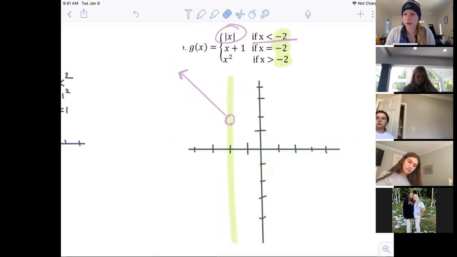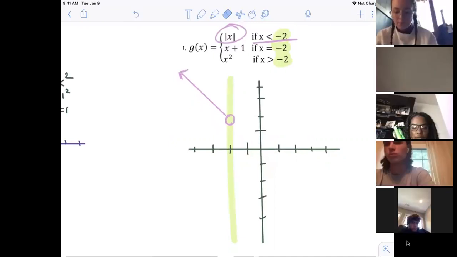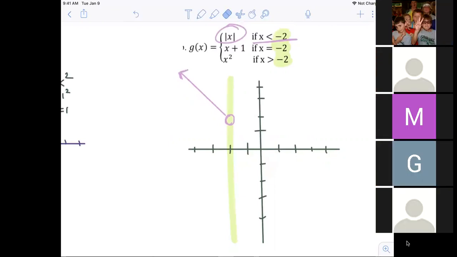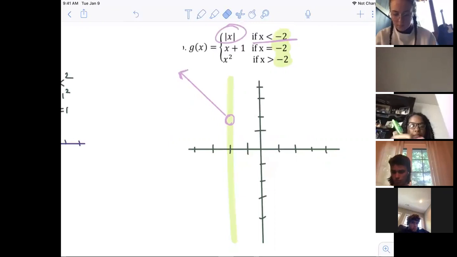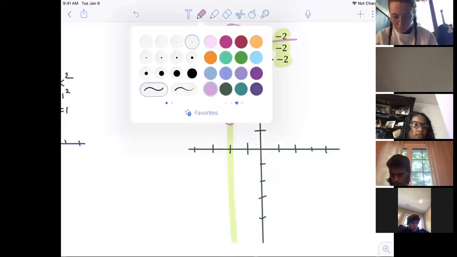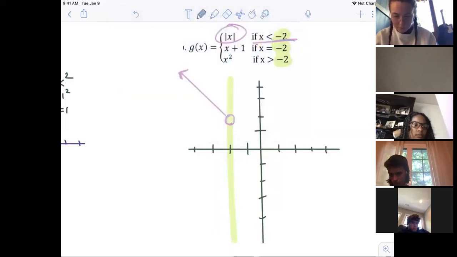We okay with the first graph? Okay. Let's move on to the next one. The next one says where x is equal to -2. Ooh, that's not an interval. That's only going to be at one specific point. Only at one point is x equal to -2.